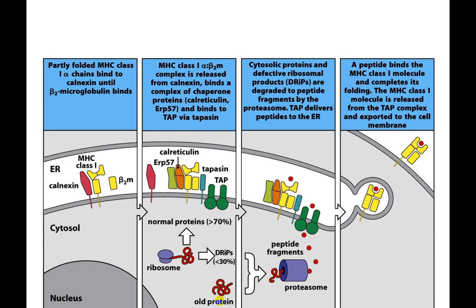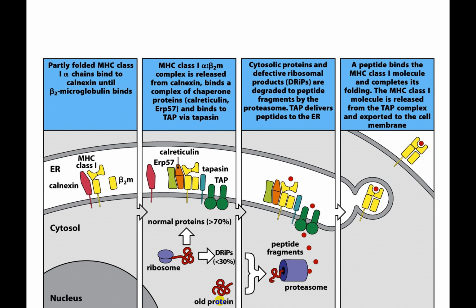When the MHC class I heavy chain has bound beta-2 microglobulin, calnexin is released from the alpha beta-2 microglobulin heterodimer to be replaced by a complex of proteins, one of which, called calreticulin, resembles a soluble form of calnexin and probably has a similar chaperone function.